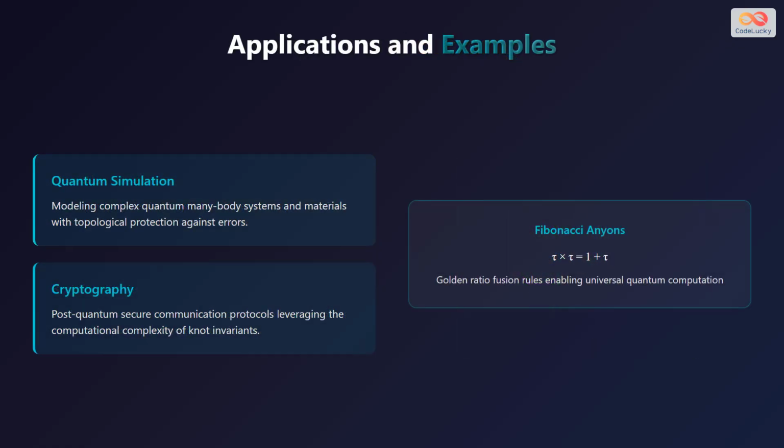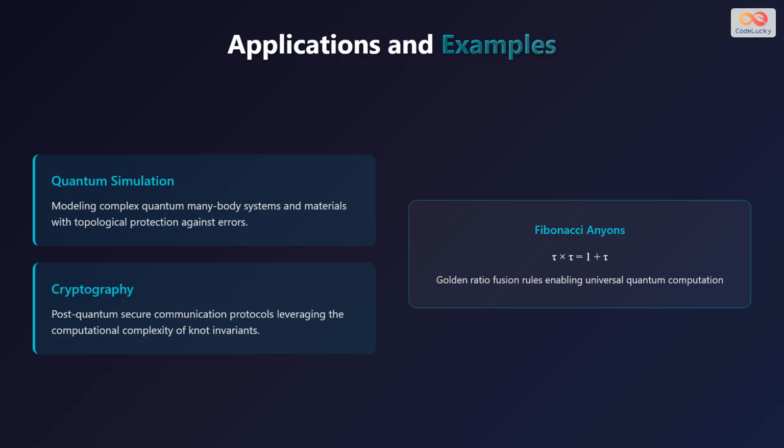Quantum topology and topological quantum computing have a wide range of applications. One prominent application is in quantum simulation. It helps in modeling complex quantum many-body systems and materials. It provides topological protection against errors. Another application is in cryptography. It provides post-quantum secure communication protocols, leveraging the computational complexity of knot invariants.